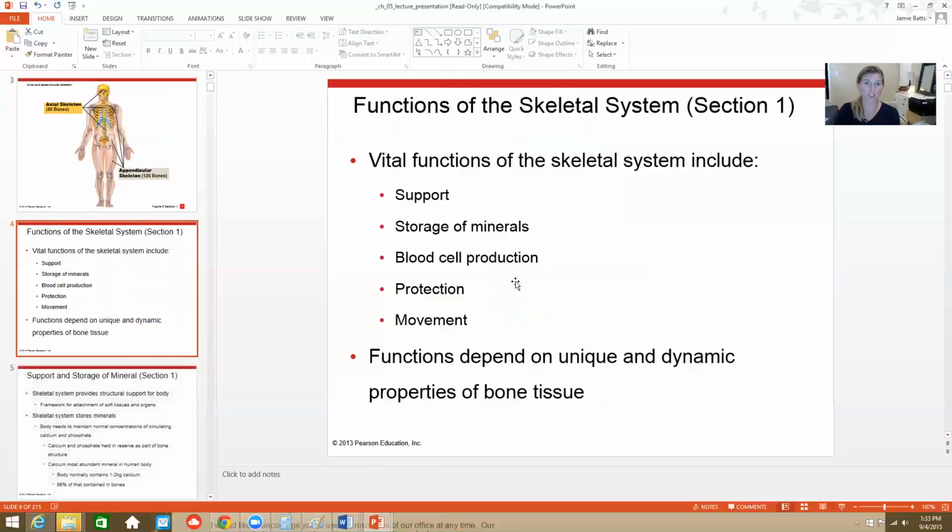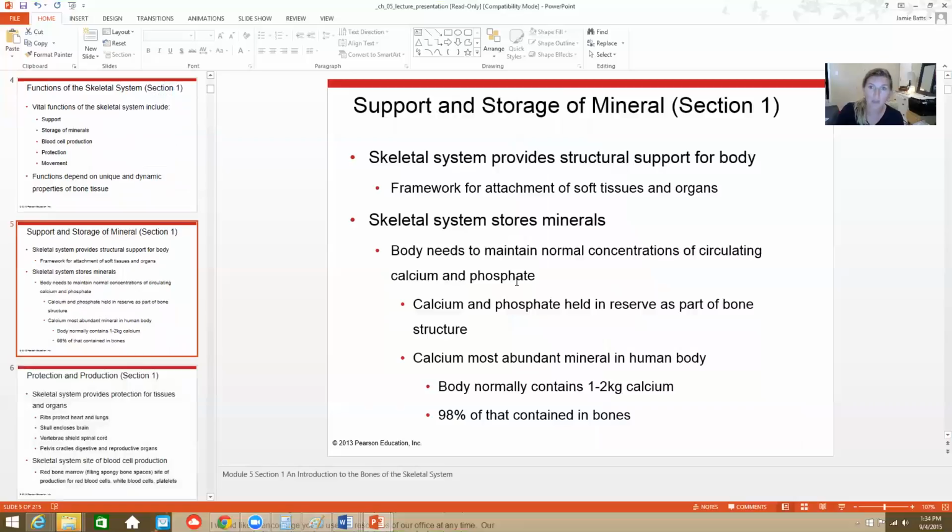And let's talk about some function. Obviously, support and protection. Those are the two big ones that students realize, but did you also know that they're for the storage of minerals? Did you also know that's where blood cells are produced? And obviously, movement as well. Each bone is a little bit different in structure, so it's going to be a little bit different in function. We're going to start taking a look at what makes all these bones different.